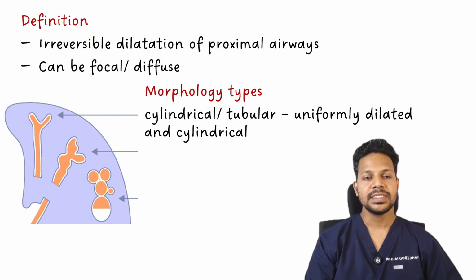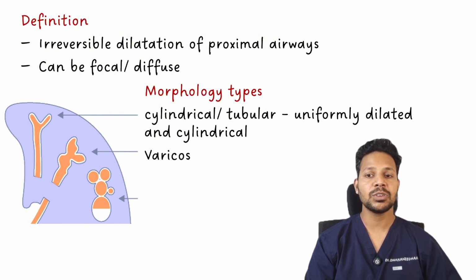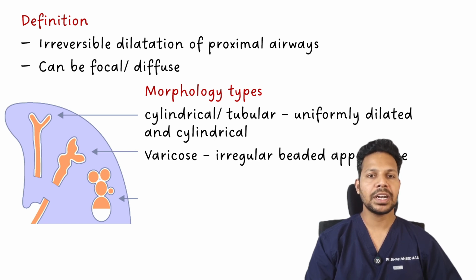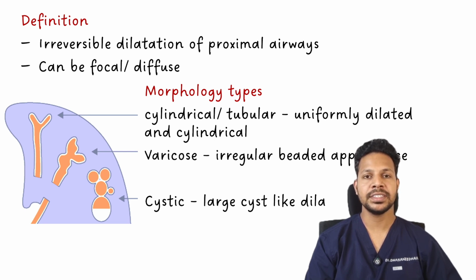And then you have the second one. As you can observe, there are alternate constrictions and dilatations. This is varicose bronchiectasis, which gives an appearance of irregular beading. And lastly, we have multiple cyst-like structures. This is cystic bronchiectasis, and this is the most severe form.